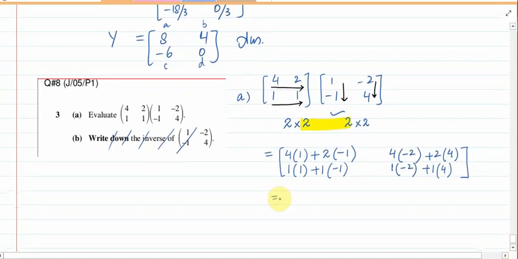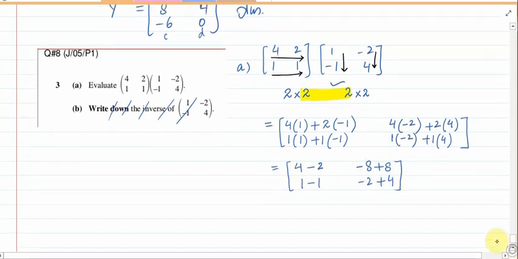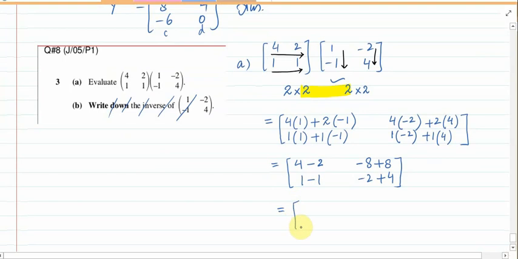Right? Now solve it. 4 times 1 is 4, minus 2, 1 minus 1, minus 8 plus 8, minus 2 plus 4. So 4 minus 2 is 2, 1 minus 1 is 0, minus 8 plus 8 is 0, 4 minus 2 is 2. That is your answer. Right?